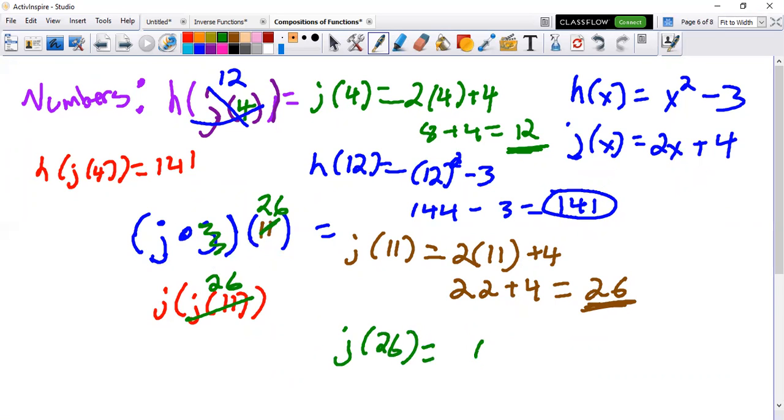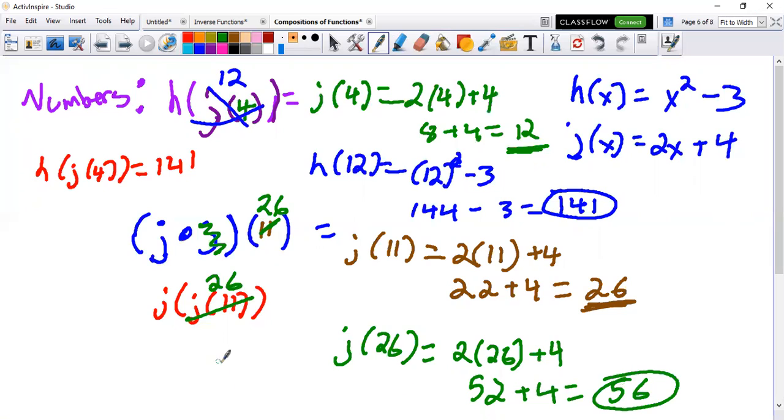Again, plugging it in here. So I've got 26. I'm multiplying it by 2 on the front, adding 4 on the back. 2 times 26 is 52, plus 4 is 56. So j of j of 11 is equal to 56.